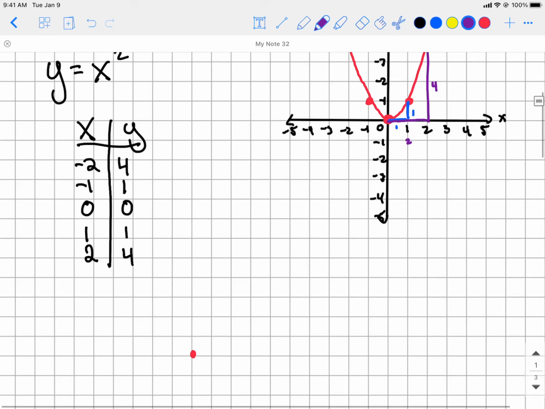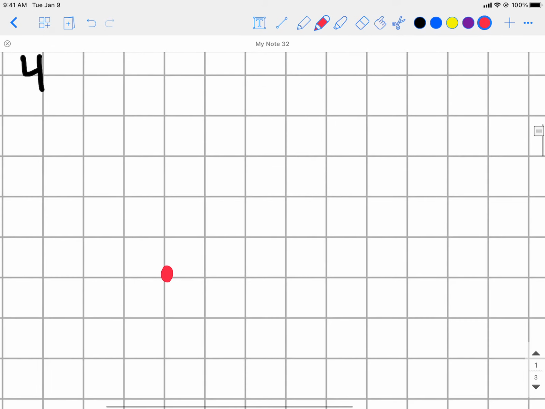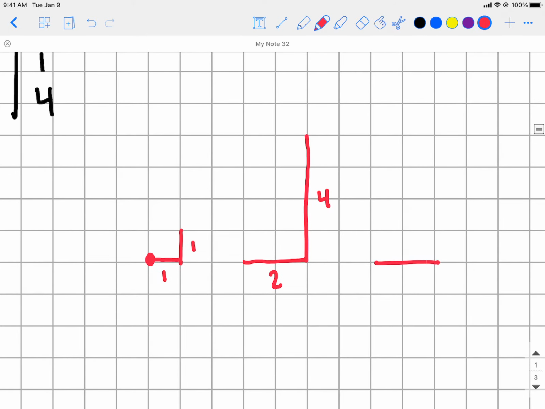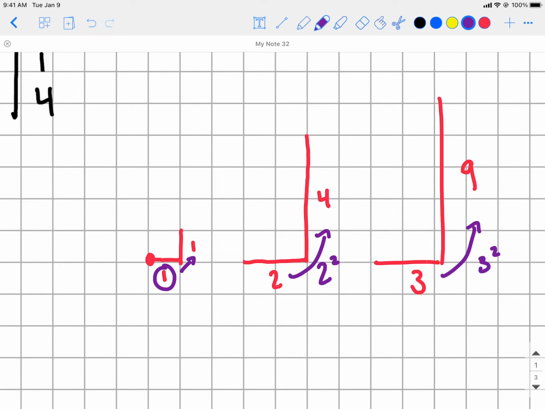So coming back down here, we're going to use those patterns. So we had 1 and 1, and we had 2 and 4. We don't really need to draw these to scale, but it's just helpful to illustrate the point right now. And then also, if we kept going, we'd have 3 and 9, we'd have 4 and 16, because again, we're just squaring this horizontal value to get the vertical value. So 2 squared gets us 4, 3 squared gets us 9, and so on and so forth.